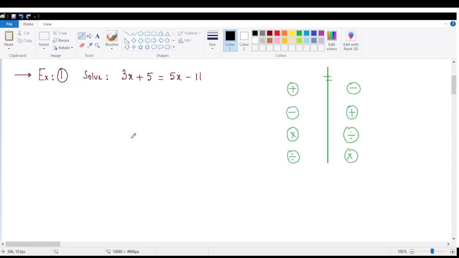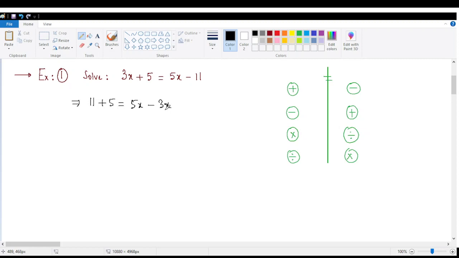So avoid that. Now what we are going to do is bring the 3x to the other side and the negative 11 will come on the left. When negative 11 comes on the left, since it is negative, it will be positive now. And we already have 5. Now we haven't written 3x over here. Why? Because 3x has been transferred to the other side. So it is 5x minus 3x now.